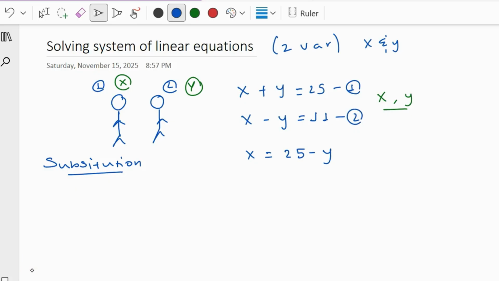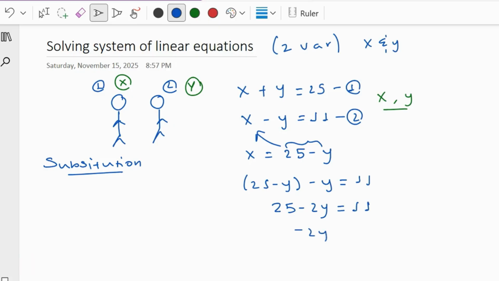So I've said that x equals 25 minus y because y goes to the other side of equation 1. Then what I can do now is, since I found x, I can put this term, which is basically x, into the second equation to find y. So I put 25 minus y equals 11. And that's basically x. So 25 minus 2y, because minus y minus y is minus 2y, equals 11.